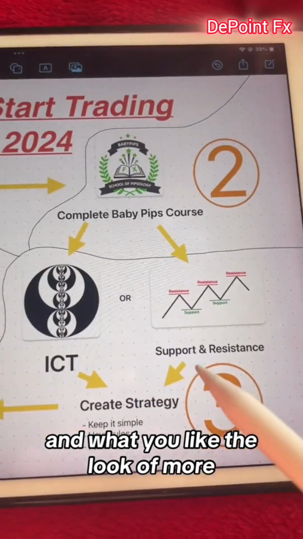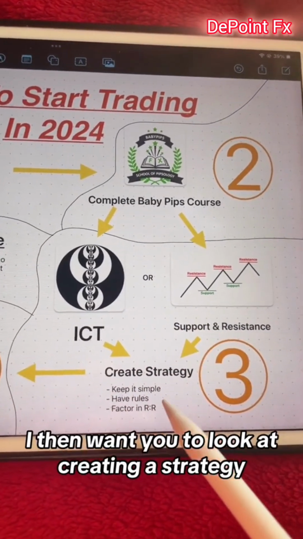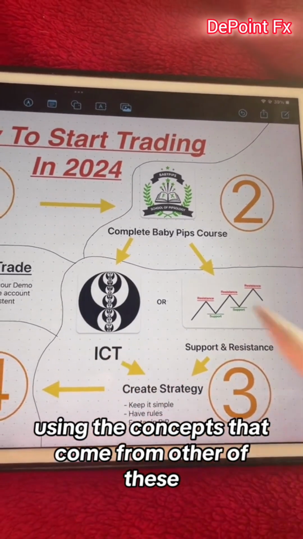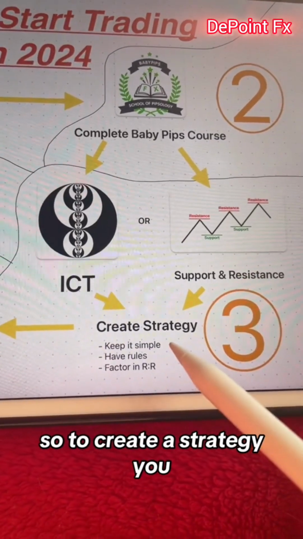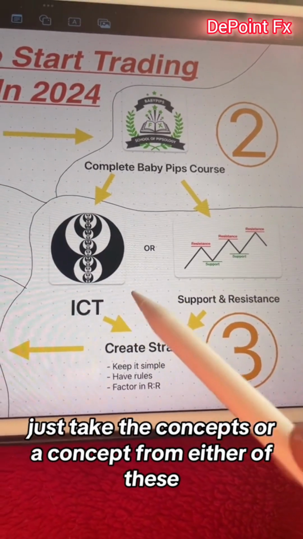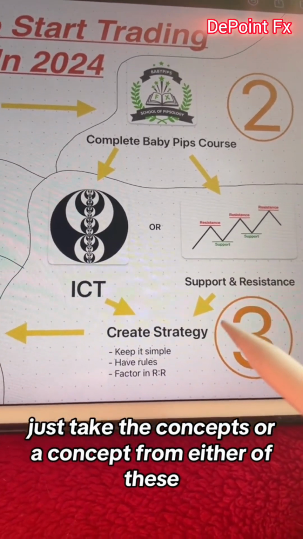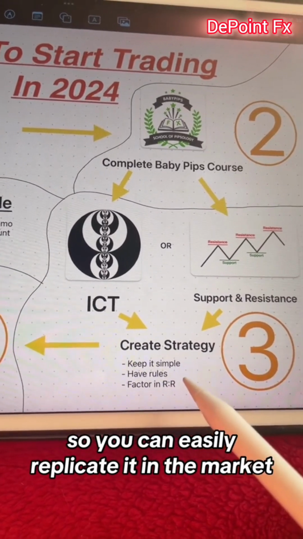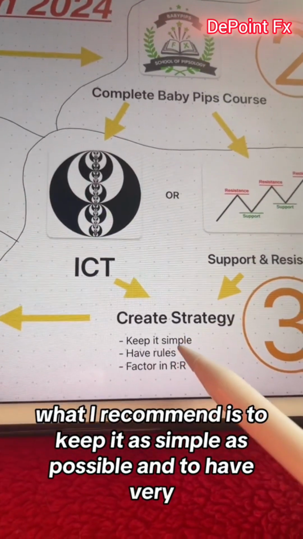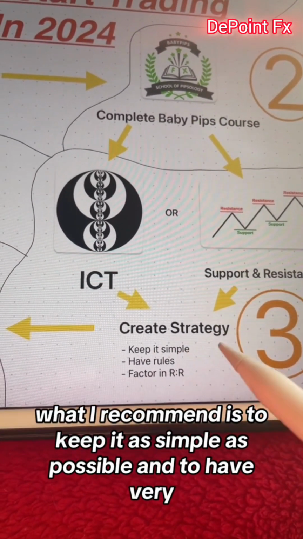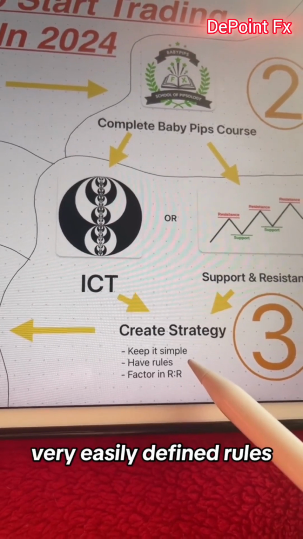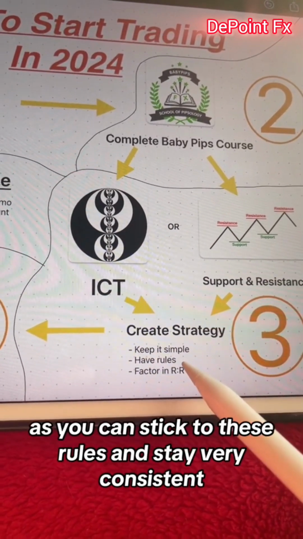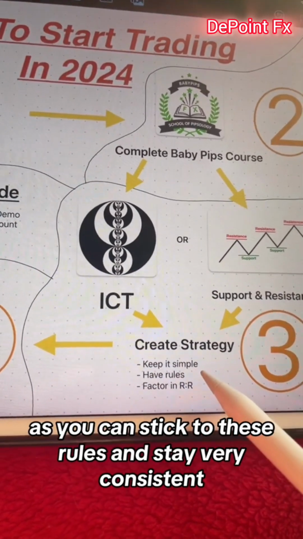Once you've picked one of these, I then want you to look at creating a strategy using the concepts that come from either of these. So to create a strategy, you just take the concepts or a concept from either of these and then put some rules around it so you can easily replicate it in the market. What I recommend is to keep it as simple as possible and to have very easily defined rules. This is fantastic for when learning to trade, as you can stick to these rules and stay very consistent.